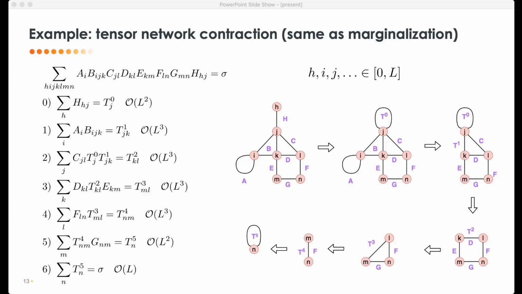As we sum over indices, they are removed from the graph one by one, and cliques are introduced over their neighbors. These cliques correspond to intermediates in the contraction sequence, and it is also easy to find an exact number of multiplications and summations in each step. This number equals L to the power of the number of neighbors plus 1 at every step.